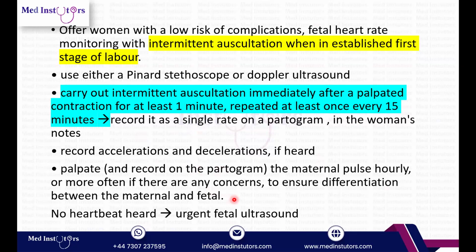If during the first stage of labor you feel that you cannot localize the fetal heart rate, you have to get an immediate real-time ultrasound done.